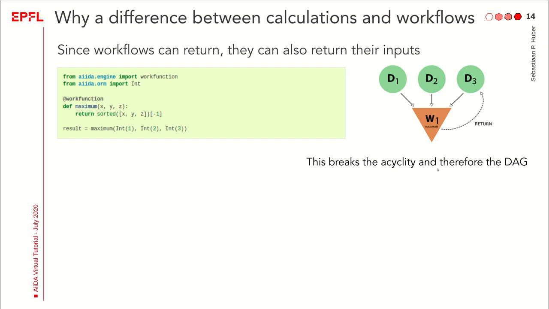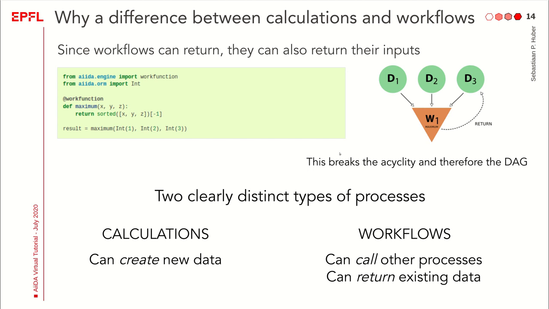So we decided to split the data and the logical provenance in two. What this means is that if you only look at the calculations and data, which is the data provenance part, it's guaranteed to be a DAG, but as soon as you include parts of the logical provenance, so you include the workflow nodes and the return links, this is no longer guaranteed.